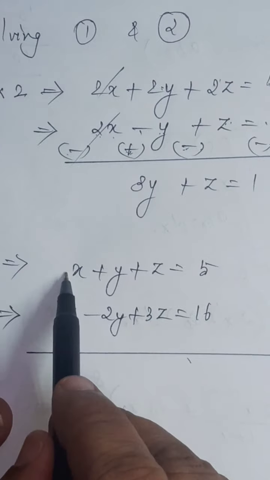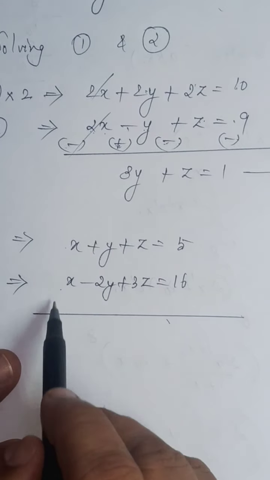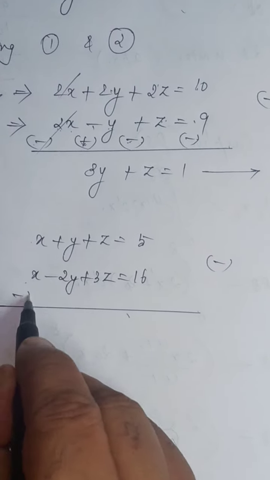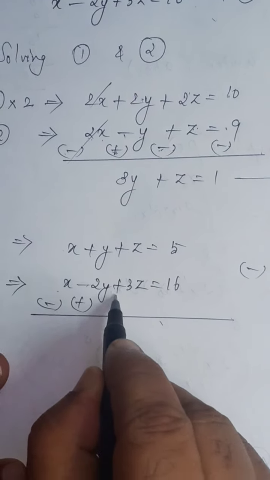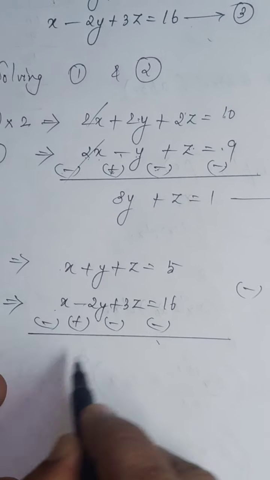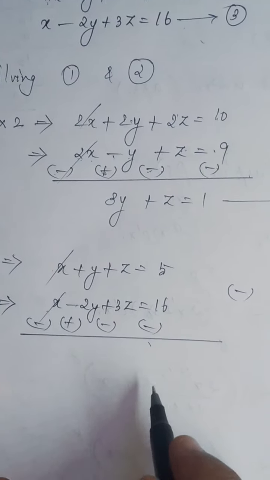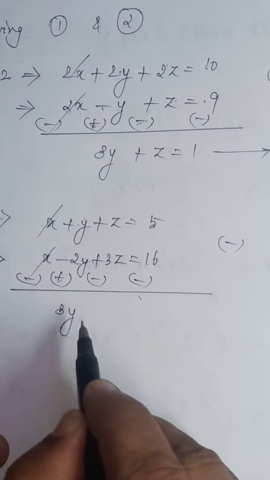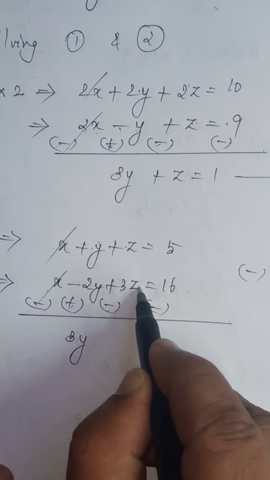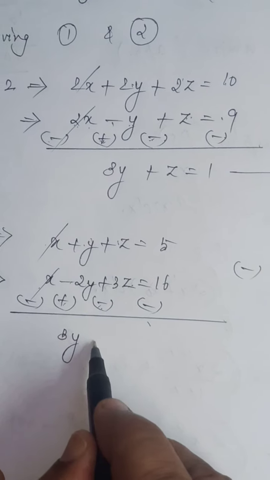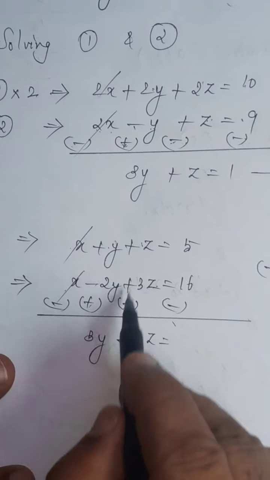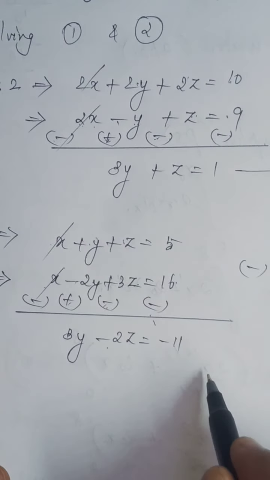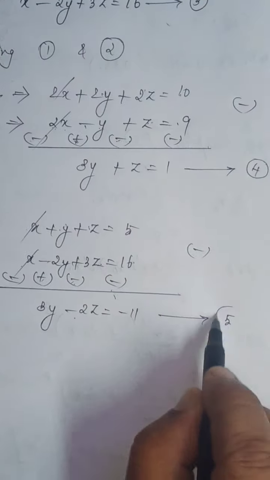Look at that. Here plus 1x, same coefficients, so you have to change the sign. Plus becomes minus, minus becomes plus, and plus becomes minus, and plus becomes minus. Plus x minus x get cancelled. 1y plus 2y, 1 plus 2, that is equal to 3y. 1z minus 3z, that is equal to minus 2z, because 1 minus 3 is equal to minus 2. 5 minus 16, that is equal to minus 11. That is equation number 5.